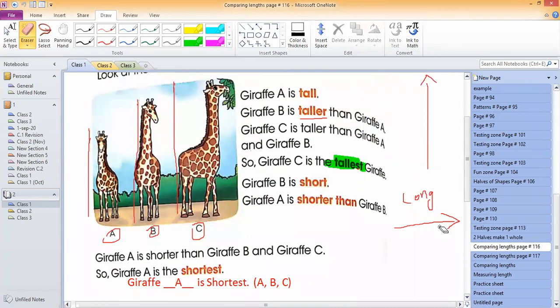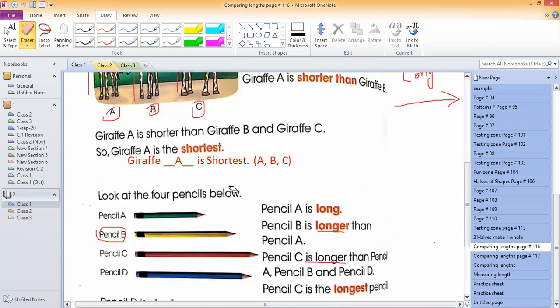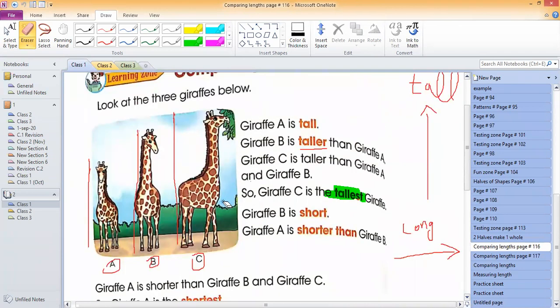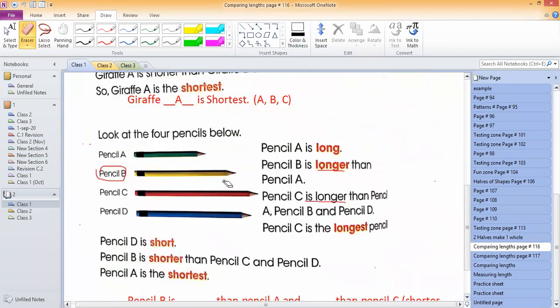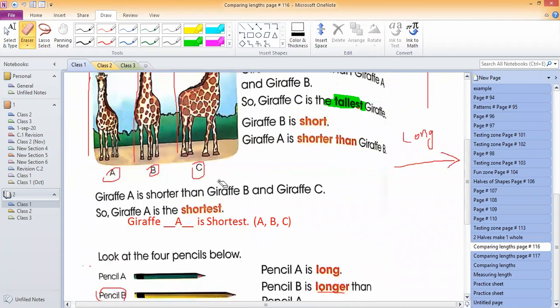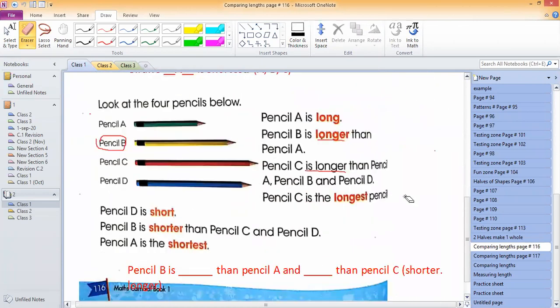You know about tall, taller, and tallest. For height we use tall, taller, or tallest, and for length we use long, longer, or longest. Longest is the one which is longer than all, and shortest is the one which is shorter than all.